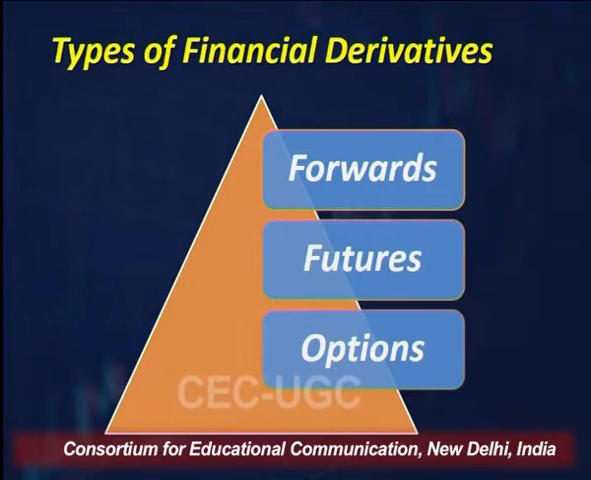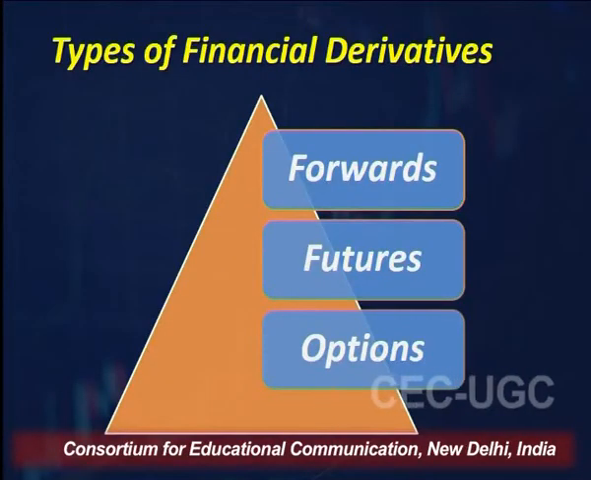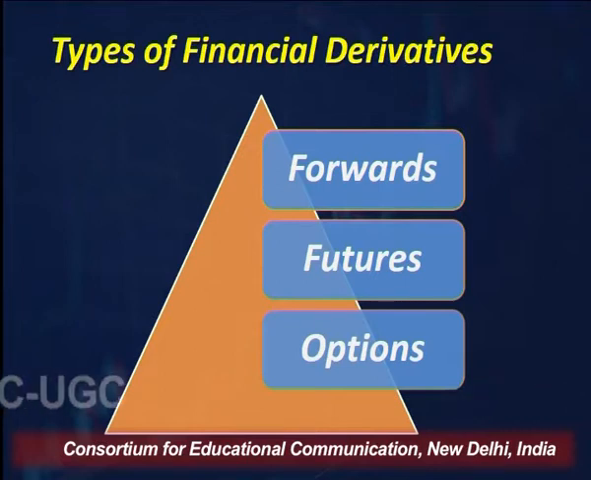A forward is basically a contract between two parties, which is an OTC contract. It is a personal contract between the two parties for the purchase and sale of any real or financial asset at a specified price at a specified time on a future date, right? So this is basically the forward. In today's lecture, I'll be talking about the future.